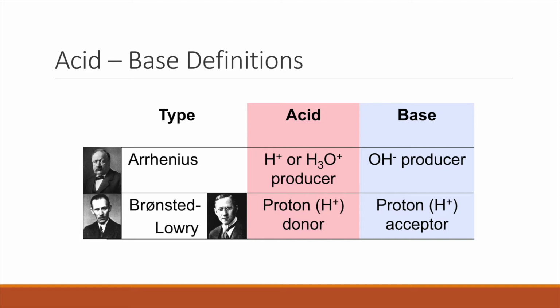Arrhenius said bases are OH minus producers. Bronsted-Lowry was like, well, yes, but we want to be more general than that. We'll say it is a proton H plus acceptor. Right, so we are going to operate on the Bronsted-Lowry definition of acids and bases rather than the Arrhenius one.